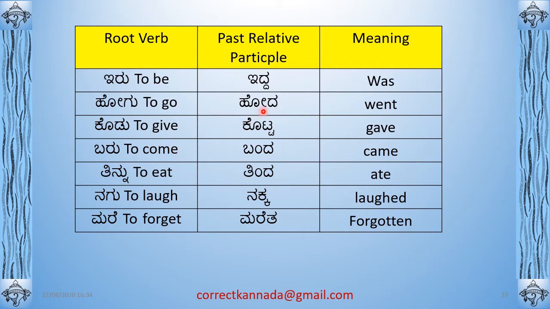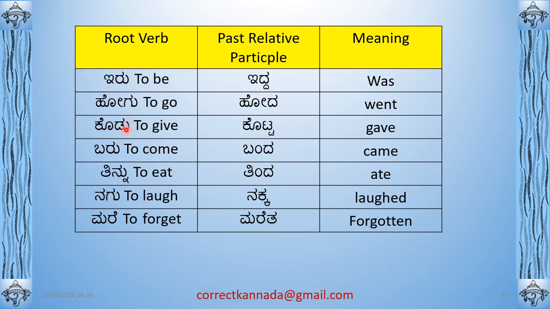We'll see that table soon. Kodu will become kottu. So it won't be kodi. Kodidenu is wrong, you don't say that. You'll just say kottu. Kodu changing to kodi is for the imperative mode, giving a command to somebody. Give this to my friend: nanna snehitana hattara kodi. That's imperative mode and has nothing to do with the past tense. In past tense, kodu becomes kottu because it's an irregular verb, even though it's a u ending.